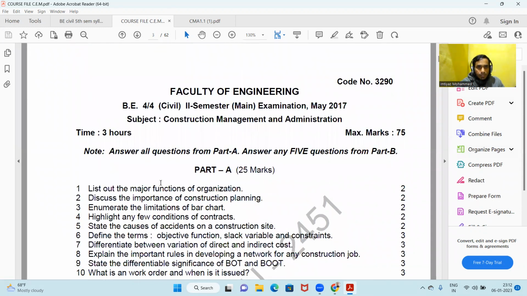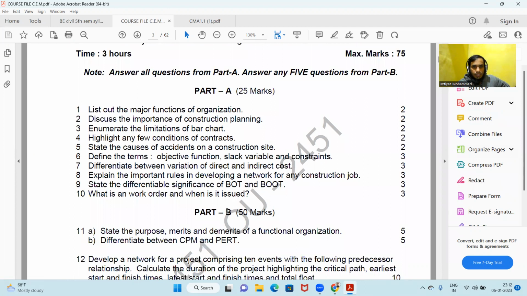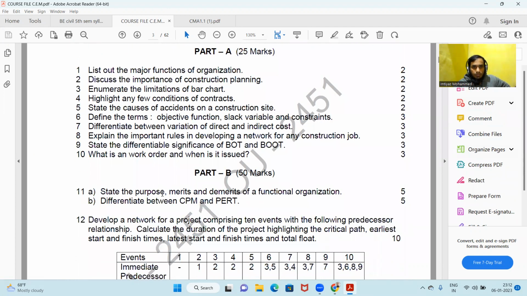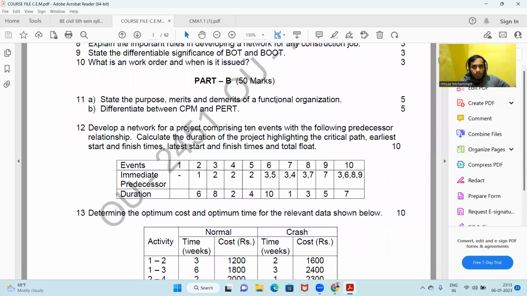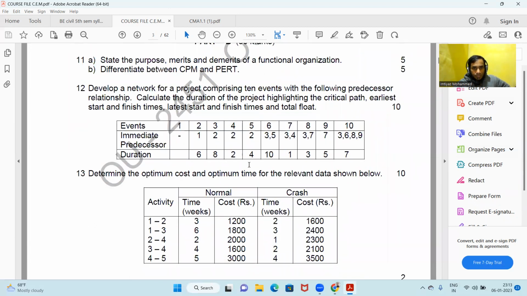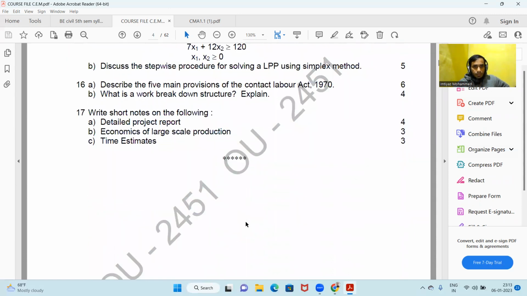So this one over here. Now, major functions of organization. This is also not part of the syllabus now, but importance of construction planning is something which you can write. Then purposes, merits, and demerits of functional organization. This is also not part of the current syllabus. Differentiation between CPM and PERT. This is a unit 2 related question. I hope you should be able to answer that.